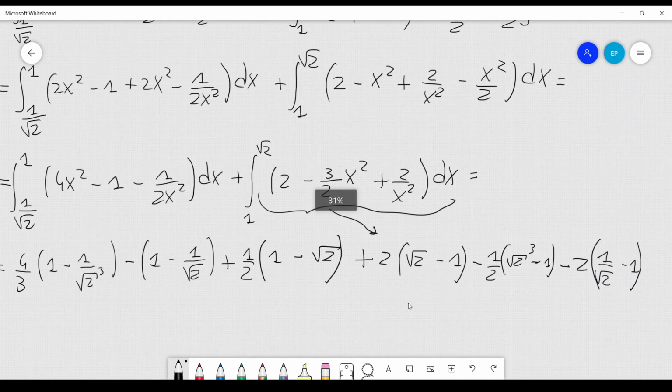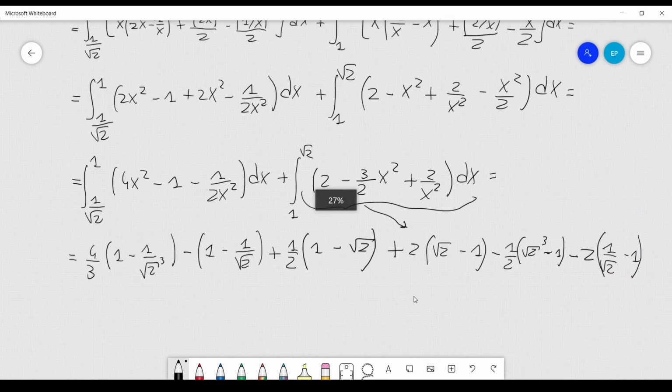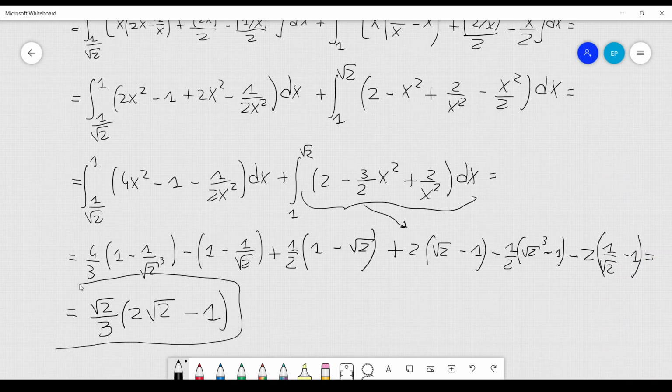Now here I have very simple algebra. I will skip the calculation because it is very simple, and you can see for yourself that this computation yields square root of 2 divided by 3 times 2 square root of 2 minus 1, and this is the result of the integral.